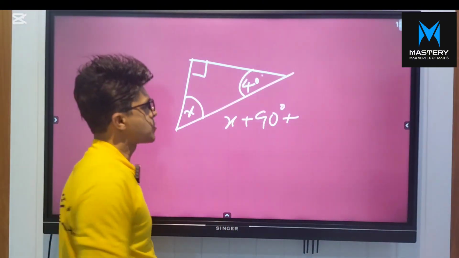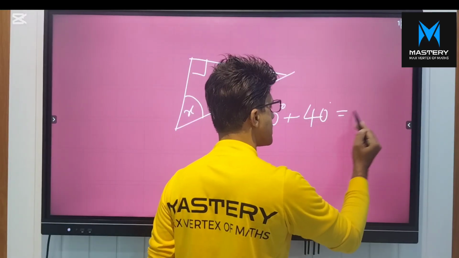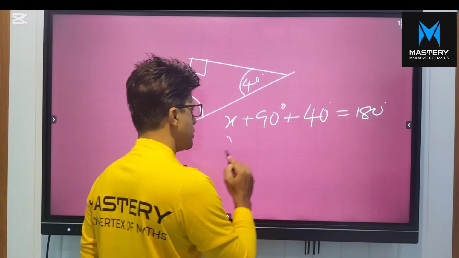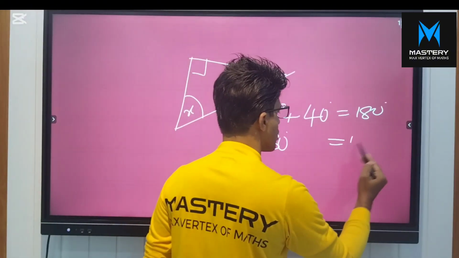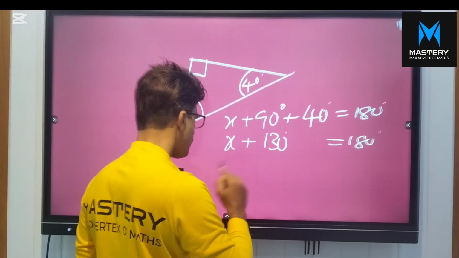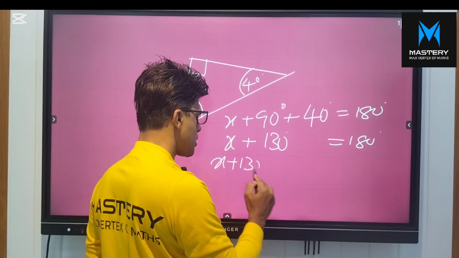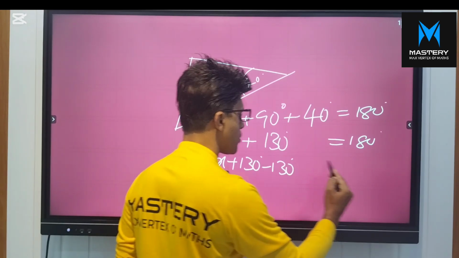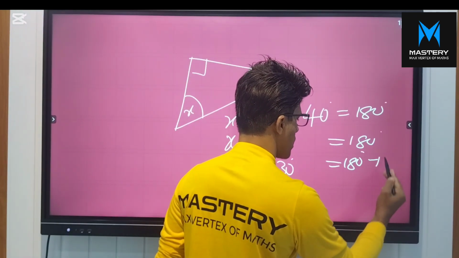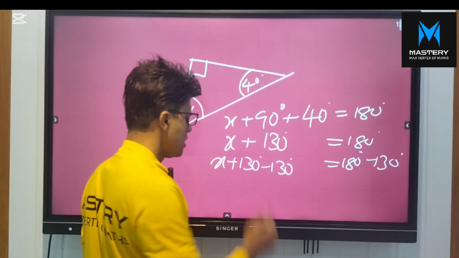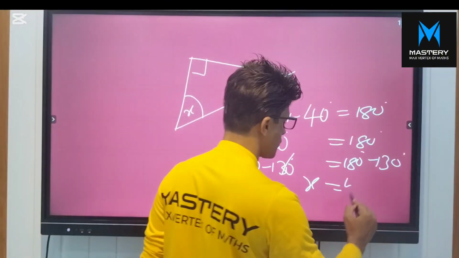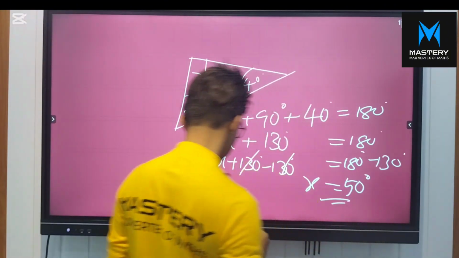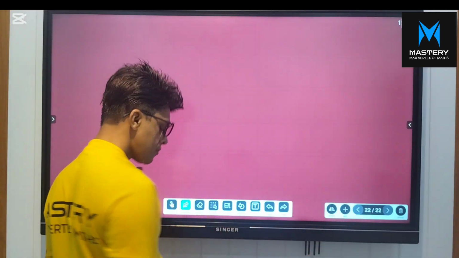x plus 90 degrees plus 40 degrees equals 180 degrees. So 90 plus 40 is 130. x plus 130 equals 180 degrees. From both sides, we subtract 130. Now 130 can be cancelled out. 180 minus 130 is 50. So the value of x is 50 degrees.